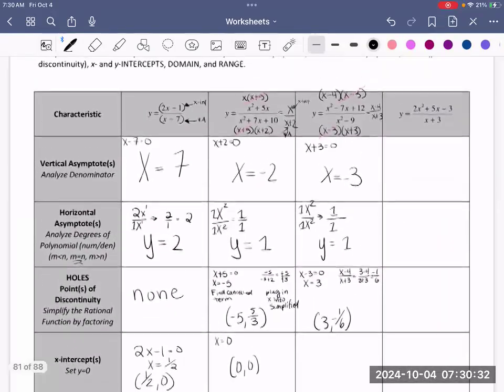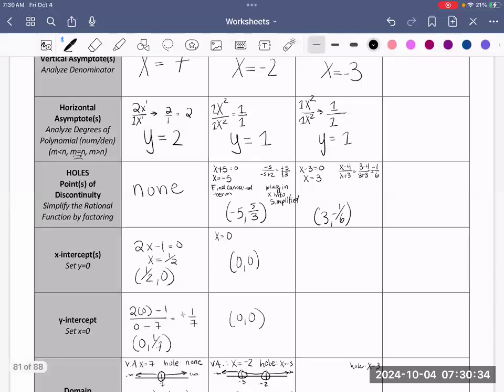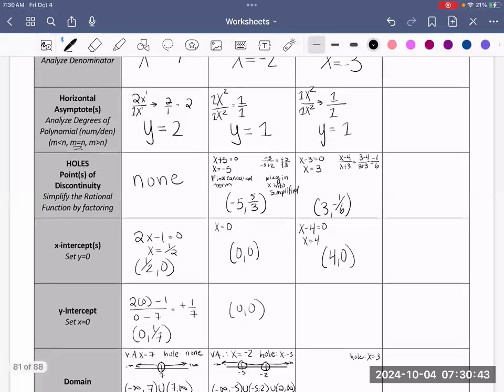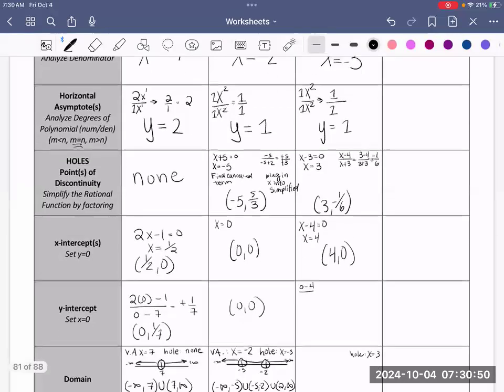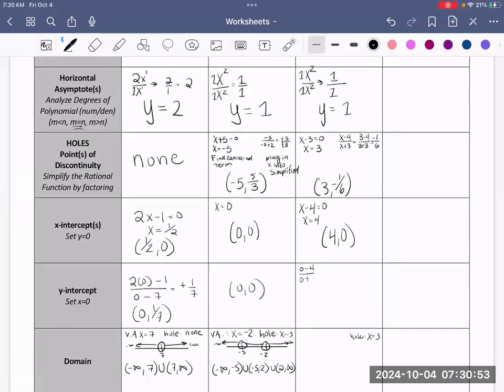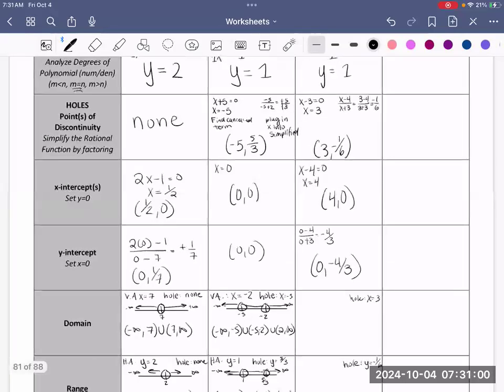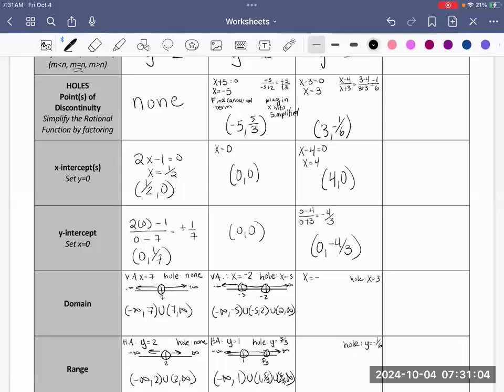X-intercepts, this is where we have your numerator. So x minus 4 is equal to 0. So x is equal to 4. 4, 0. And your y-intercept is just by plugging in a 0 into your simplified form or your original form. It doesn't matter. So 0 minus 4 over 0 plus 3. So we have negative 4/3. So 0, negative 4/3.